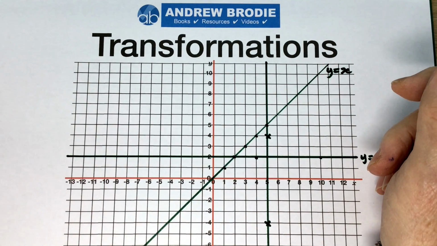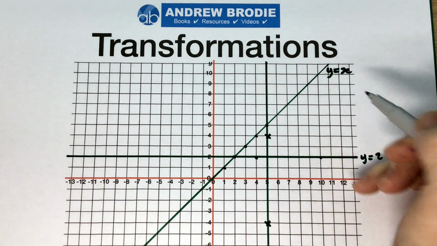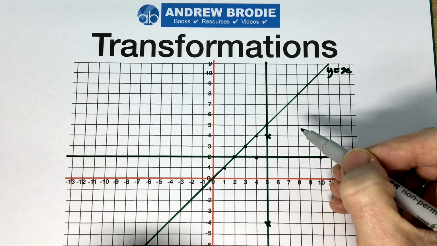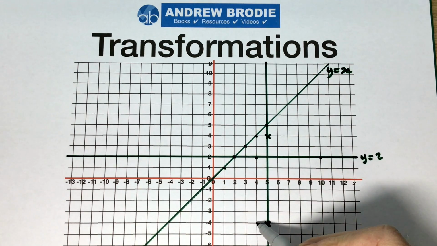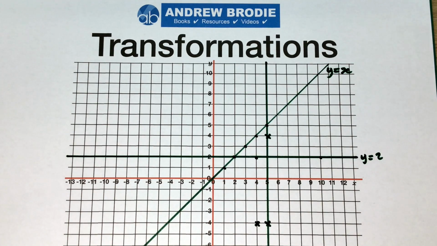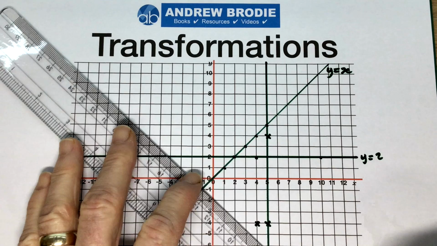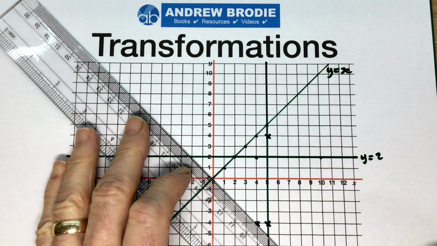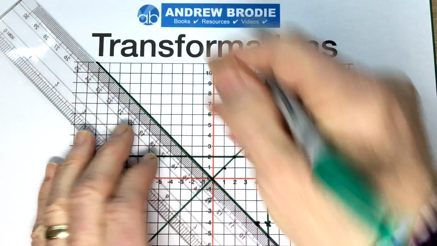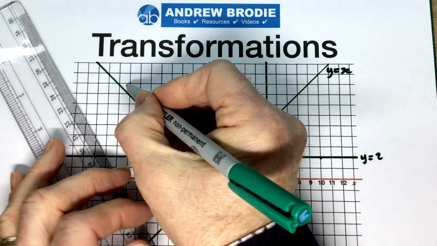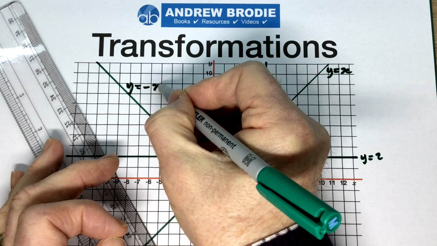The other one that might be worth looking at is y equals -x. That's one where, for example, if x is 4, y will be -4. So that's there. And again, that passes through the origin, but at right angles to the one we've just seen before. So there we go. That is the line y equals -x.